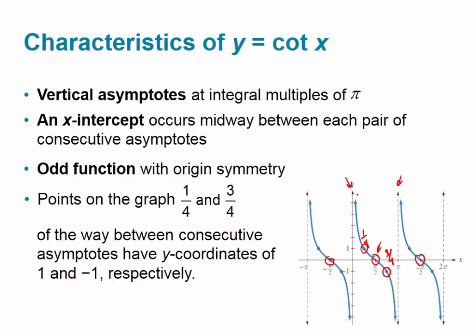Odd function, origin symmetry, I already talked about 1/4 and 3/4. Let's talk about this though. These key values here I talked about, these 1/4 and 3/4 values, those will always take on the value of a. So if I have just cotangent of x here, notice the value of a, which is my value out front, is just 1. So those values will take on 1 and -1 respectively. If I had a value of 2 or 3 out here, then these points would climb all the way up to 2 or 3 before it starts taking off.